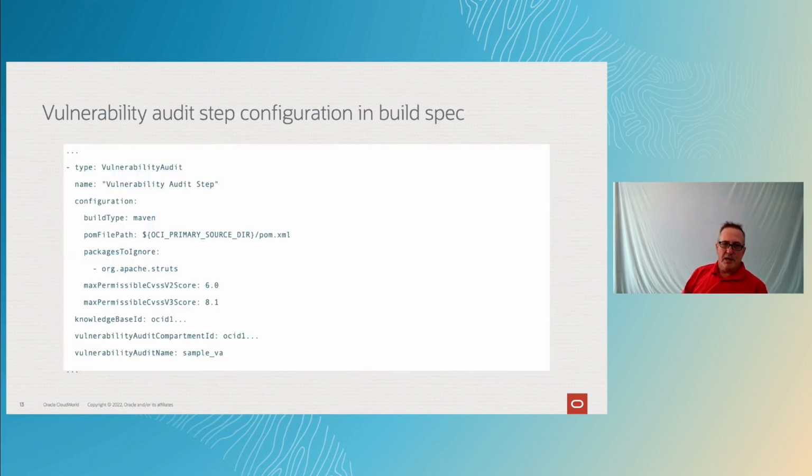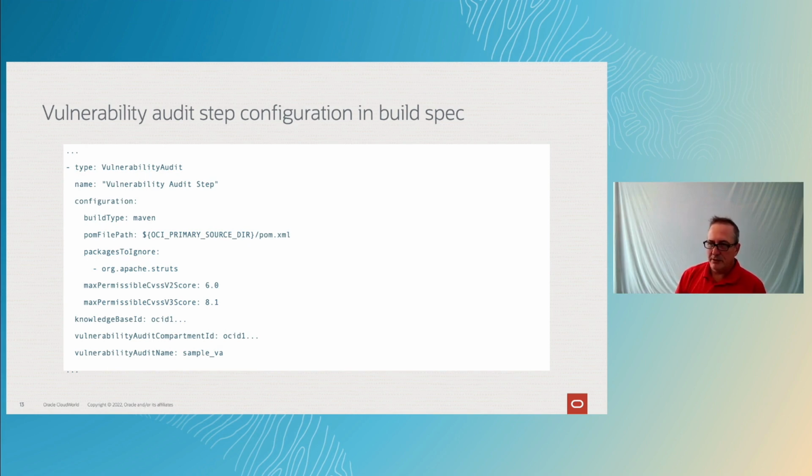So the build spec in DevOps is a YAML file, and we've added a new step type called vulnerability audit. In the configuration section in here, right now we support Maven. We have to tell the system where the pom.xml is in the source tree. And then I have 3 different thresholds I can configure to help limit or control what vulnerabilities will cause my build to fail. I can list a set of packages that I don't care about.